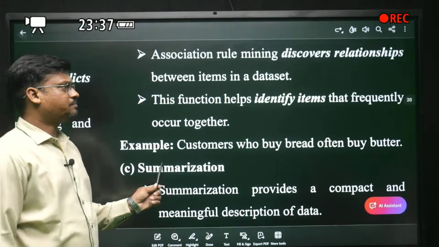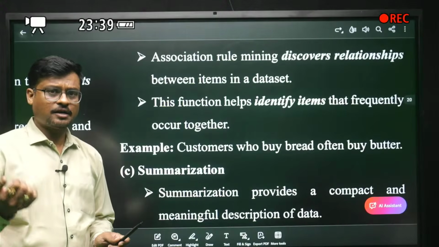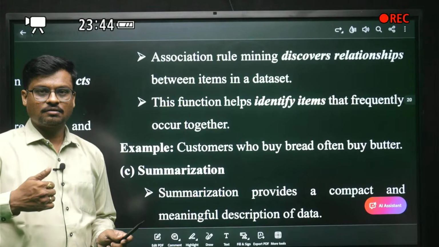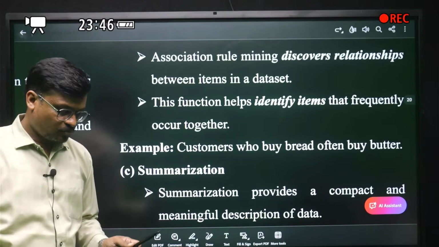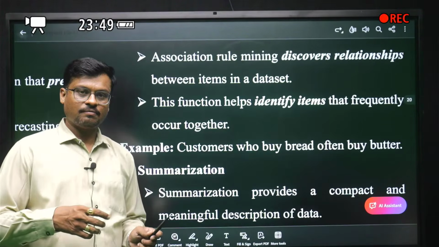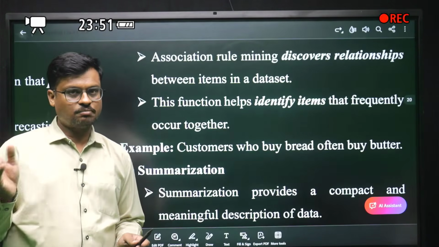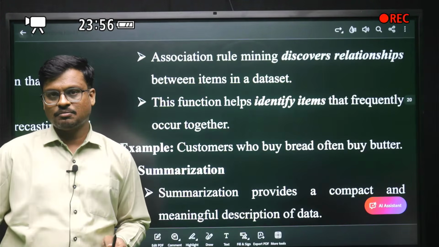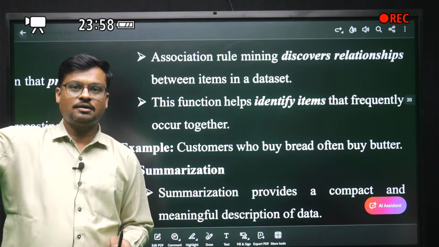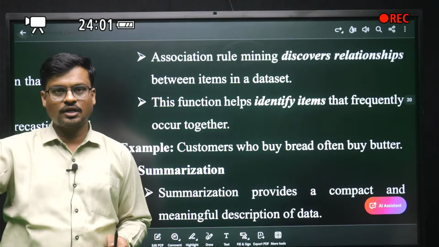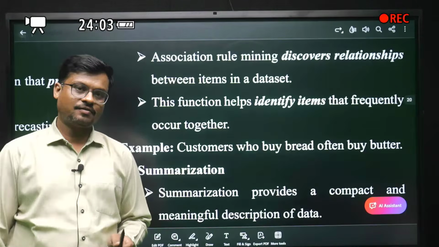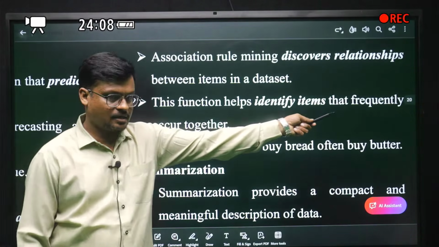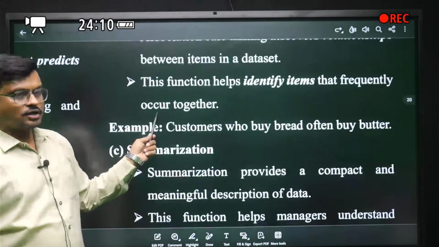Everyone who is purchasing bread will also purchase butter, then don't keep bread and butter together. Keep them in different categories. Like I go to purchase a mobile phone and I also purchase a mobile pouch. My intention is not to purchase a pouch, only the mobile phone. But when you purchase a mobile phone, automatically the sales of the mobile pouch also increase. The things that come together, that relationship we need to identify and get maximum benefit of it. This function helps to identify the items that frequently occur together.